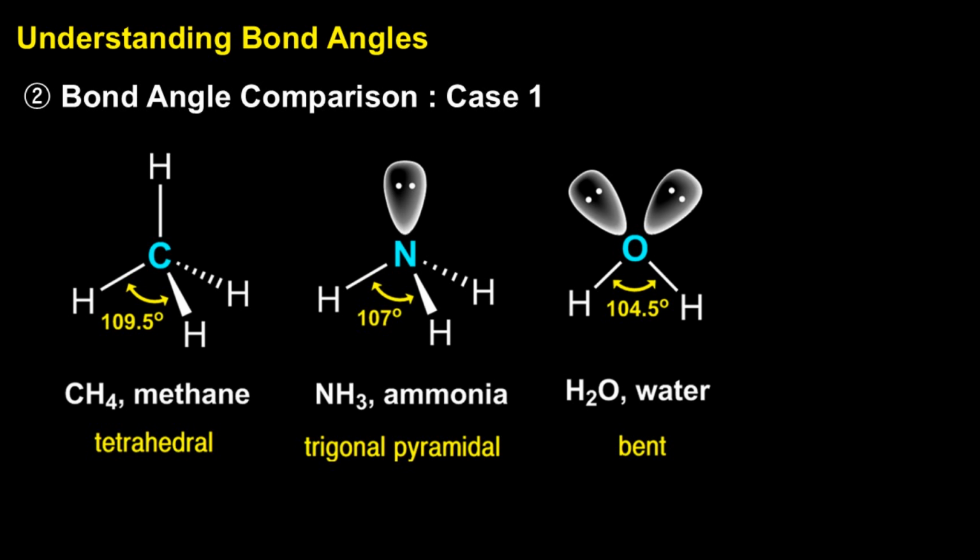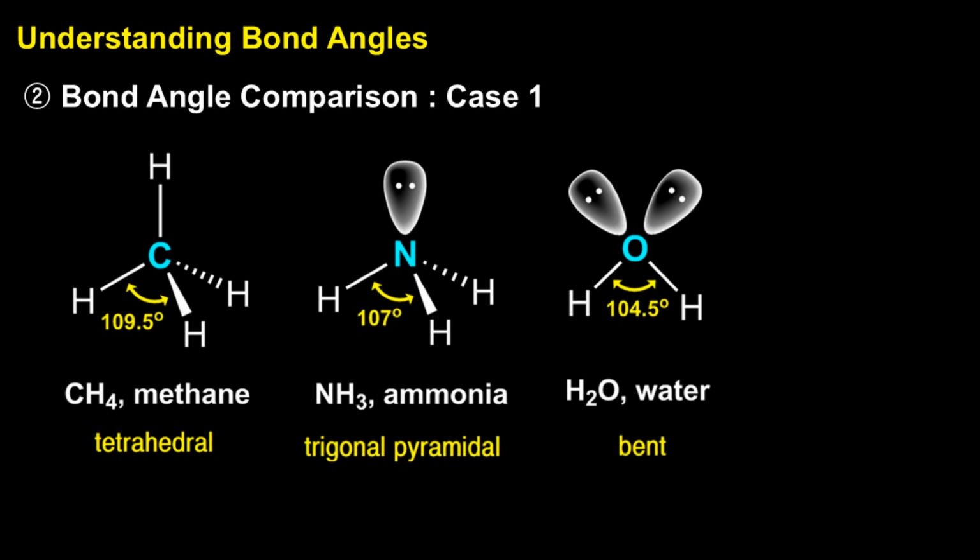We're going to compare three classic examples: methane, CH4, ammonia, NH3, and water, H₂O. They all have a central atom surrounded by other atoms, and they all follow a tetrahedral electron geometry. But when we check the actual bond angles, there's a clear pattern, and it all comes down to lone pairs. In methane, the bond angle is 109.5 degrees, and that's because there are no lone pairs on the central carbon atom, so it keeps that perfect tetrahedral shape.